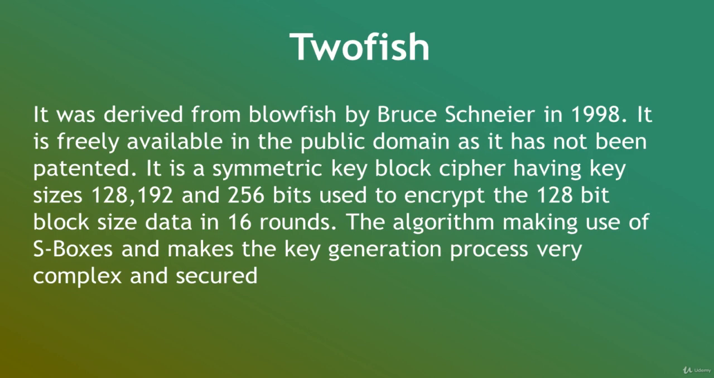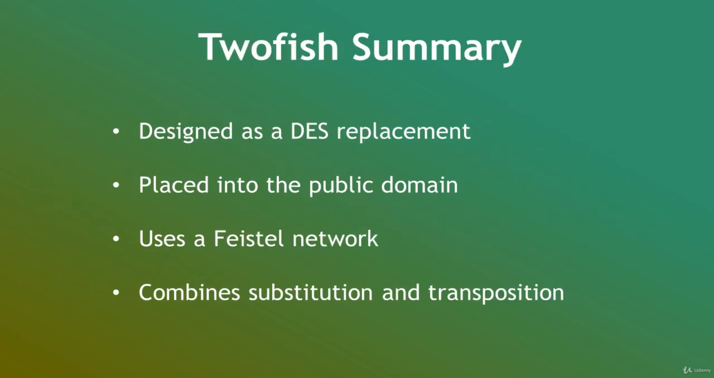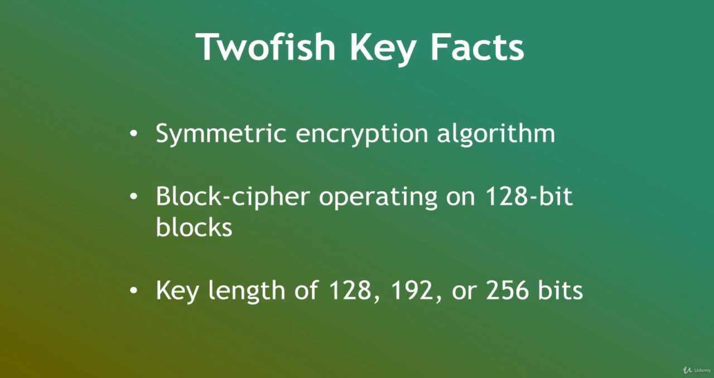It is a symmetric key block cipher having key sizes of 128, 192, and 256 bits, used to encrypt 128-bit block size data in 16 rounds. The algorithm makes use of S-boxes and makes the key generation process very complex and secure. So in summary, Twofish was designed as a DES replacement. It was placed into the public domain, uses a Feistel network, and combines substitution and transposition. Some of the key facts are that it's a symmetric block cipher, and a key length of 128, 192, and 256 bits is what you'll need to remember.